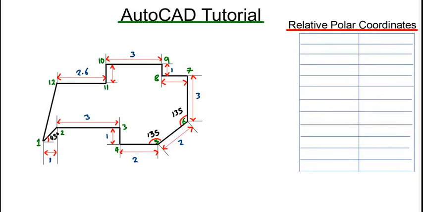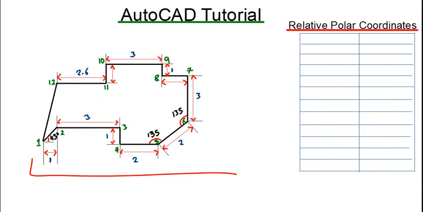So, in this video, what we are going to focus on is AutoCAD. We have been given this right here. What we have to do is write the coordinates for each and every line here, from the first one, which is point 1, to point 12 there.